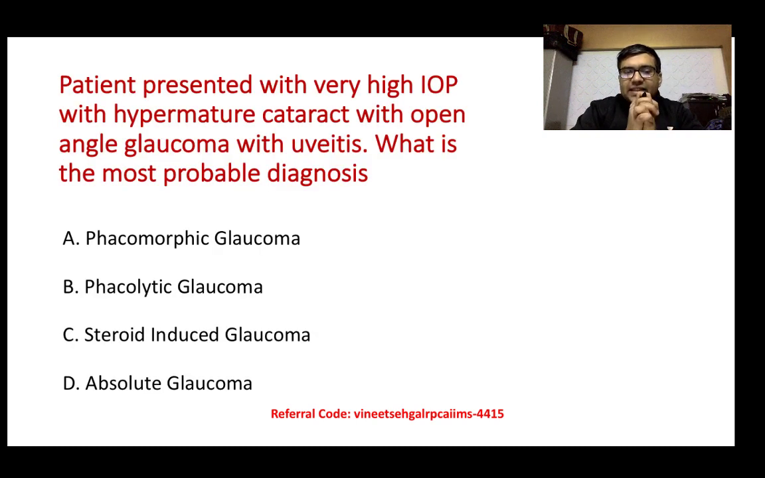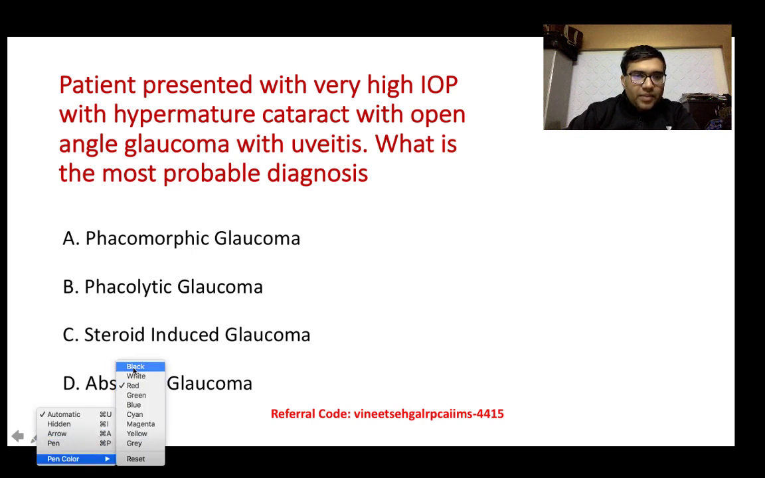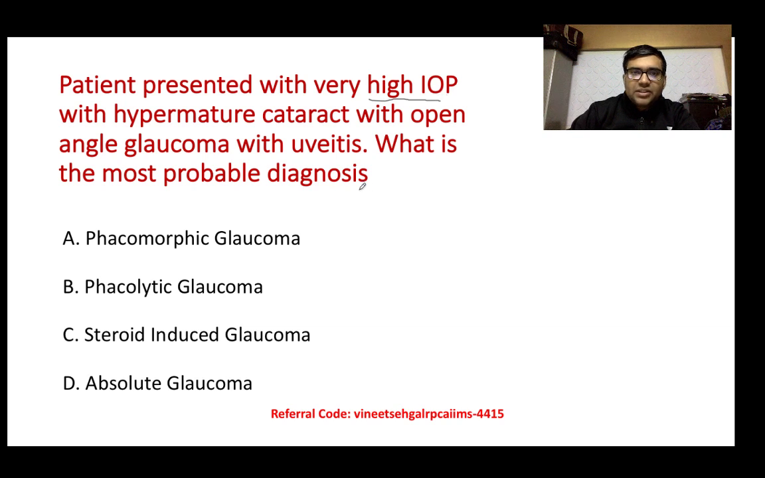Okay, the next thing is lens induced glaucoma. A patient presented with very high intraocular pressure, with hypermature cataract, with open angles, with uveitis. I repeat it once again: the patient has high intraocular pressure, hypermature cataract, open angles, and uveitis. So what is your most probable diagnosis? Phacomorphic glaucoma, phacolytic glaucoma, steroid induced glaucoma, or absolute glaucoma? Try to answer.